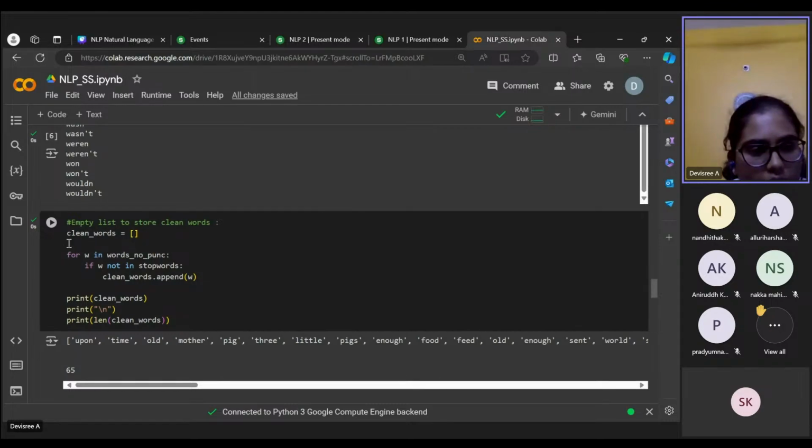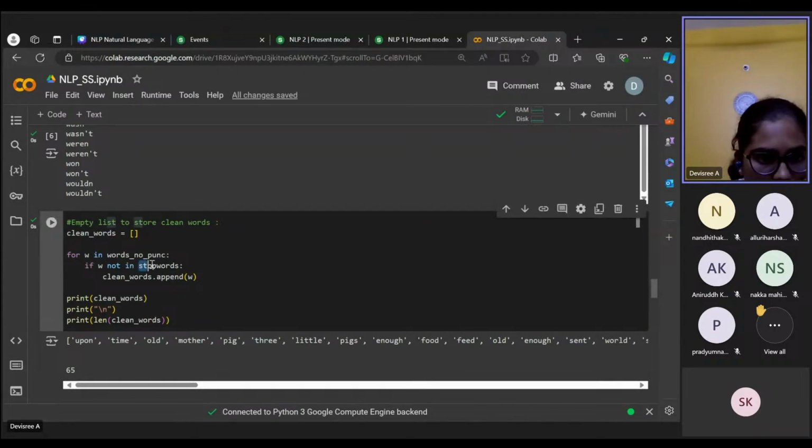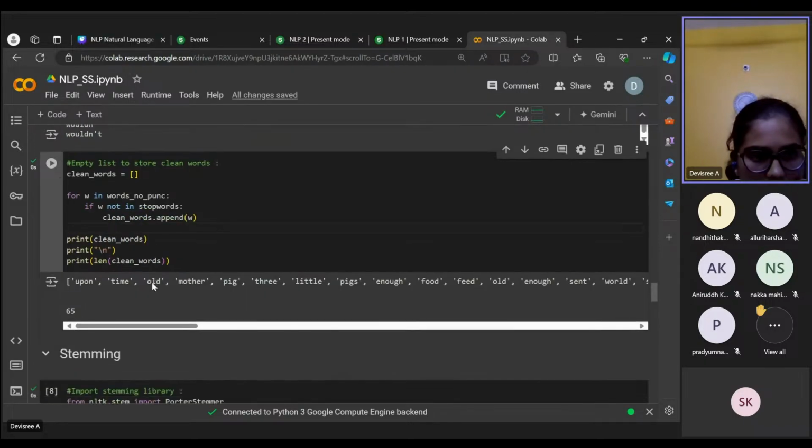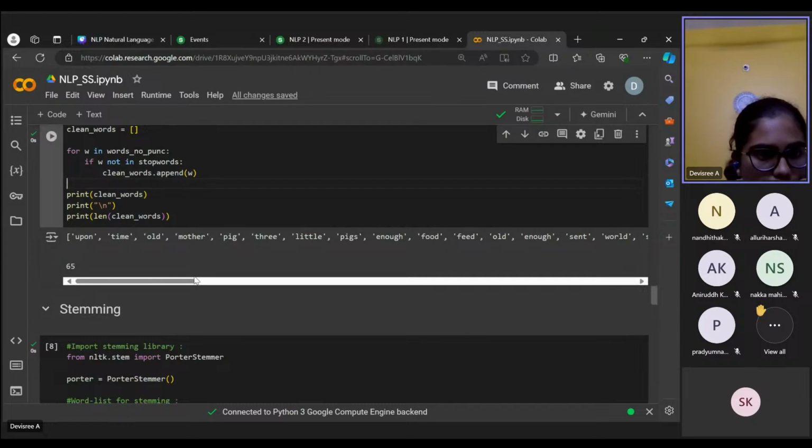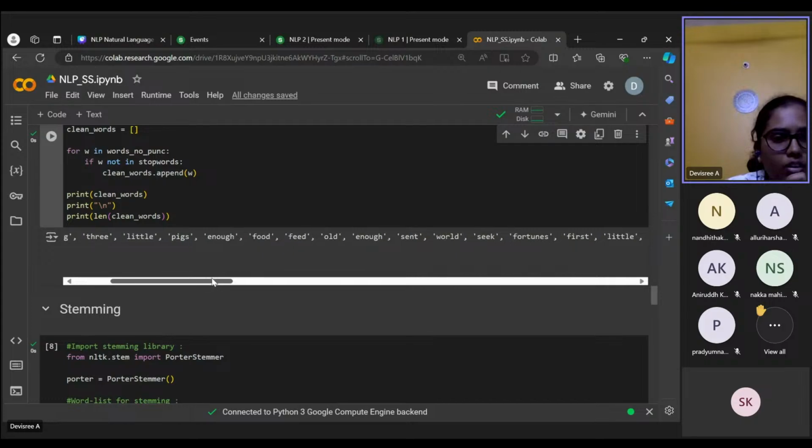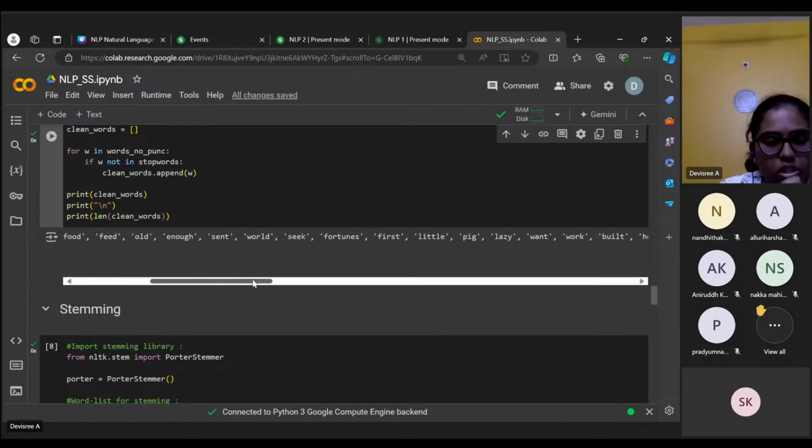Here we initialize an empty list to add the words that are not contained in the list of stop words. So run a for loop for w in words with no punctuation. If w is not in the list of stop words, then you append it to this list. That's what this does essentially, and you print all the words after filtering, after removing the stop words. So this is what we get.